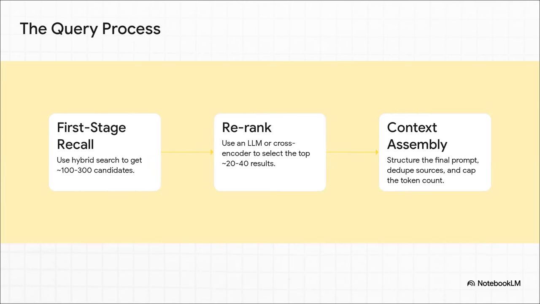Okay, so then, when a user asks a question, the whole thing works like a funnel. First is recall. You grab a broad set of maybe 100 to 300 potential documents. Now here comes the magic step, re-rank. You use a smaller, specialized model to score that whole initial set for relevance, and you narrow it down to the top 20 or so. And only then do you get to context assembly, where you build that tight, clean prompt for the main LLM. You're filtering for quality, not just piling on quantity.